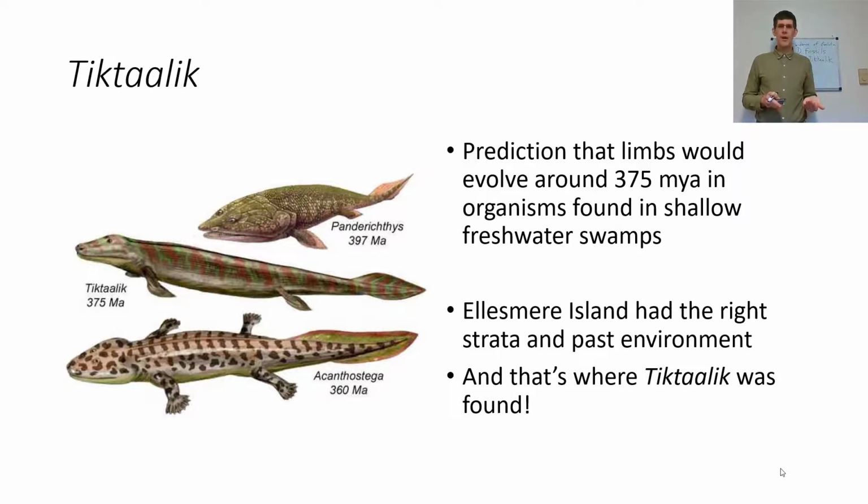Well, Ellesmere Island had a marsh-like environment 375 million years ago, so scientists went there to look for their fish-amphibian, and they found it. They predicted where to find it based on where the intermediate should be, and they found it in the environment at the right time. That is the power of evolution.